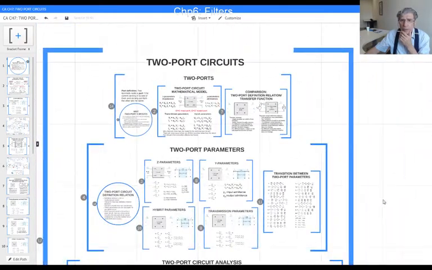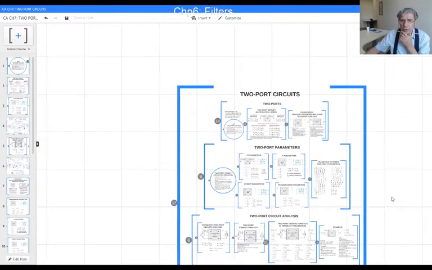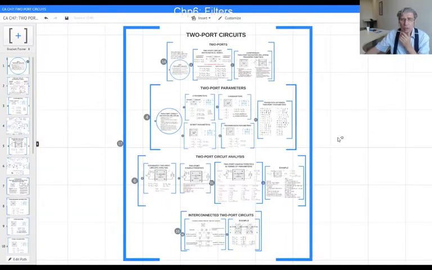So this is a new chapter. Name of this chapter is two-port circuits. This is the highest level analysis method that we will be using within this course. That's why it is important.